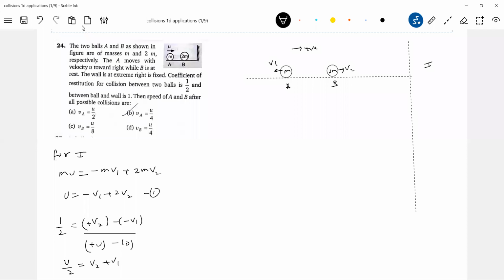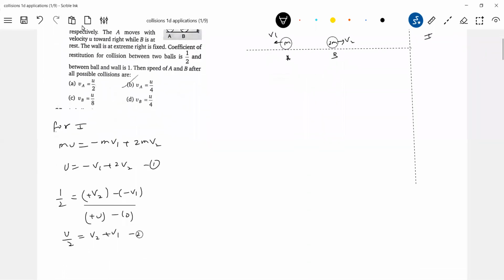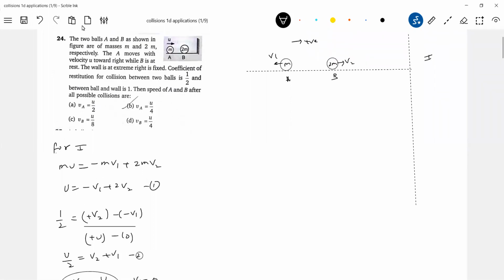So u by 2 is equal to v2 plus v1. Add up these two equations. When you add up these two, we'll get 3v2 equal to 3u by 2, and v2 is equal to how much? Will be u by 2. What about v1? Substitute here, v2 equal to u by 2. v1 how much will it be? 0, no? So just after impact, the first ball will come to rest, in fact.